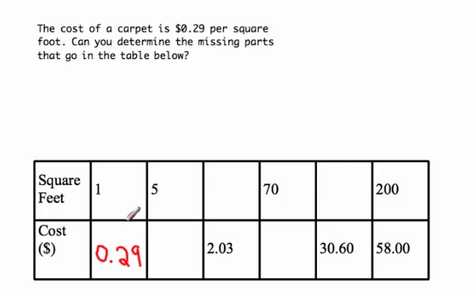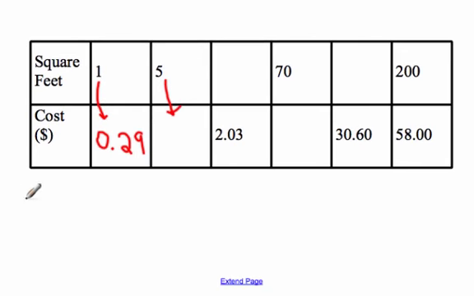So for 1 square foot, it was 29 cents. If 1 square foot is 29 cents, you can probably determine the rule here. You're multiplying by 29 cents going down. 1 times 29 cents is that. So for 5 square feet, you would, again, just multiply by 29 cents.